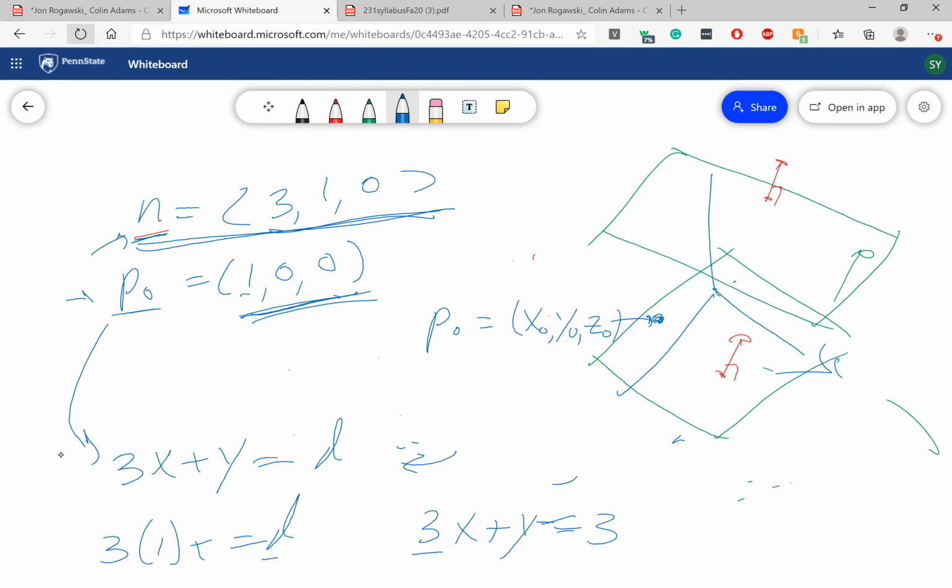So that would tell you in this situation that 3 times 1, the x coordinate, so 3 times the x0, plus 0 times the y coordinate, plus 0 times the z coordinate is equal to your d. So that's what your d is going to be. So that tells me that d is equal to 3. So that's my d.